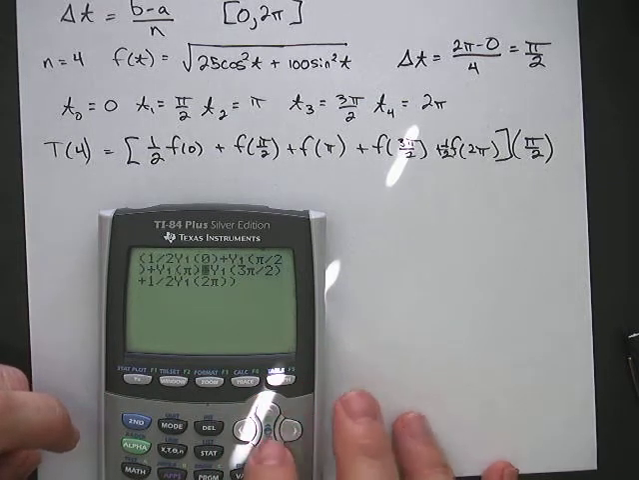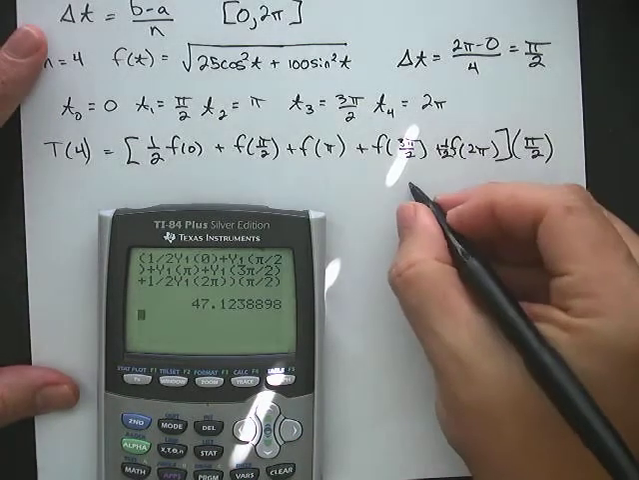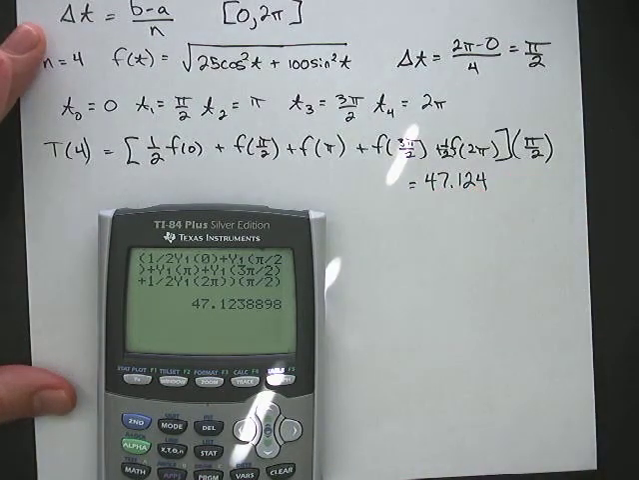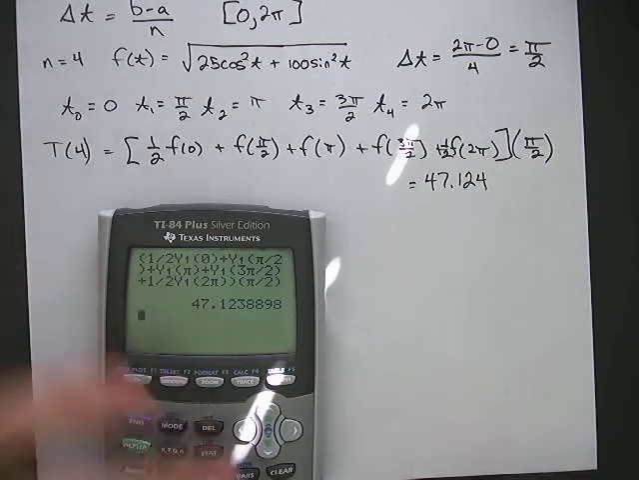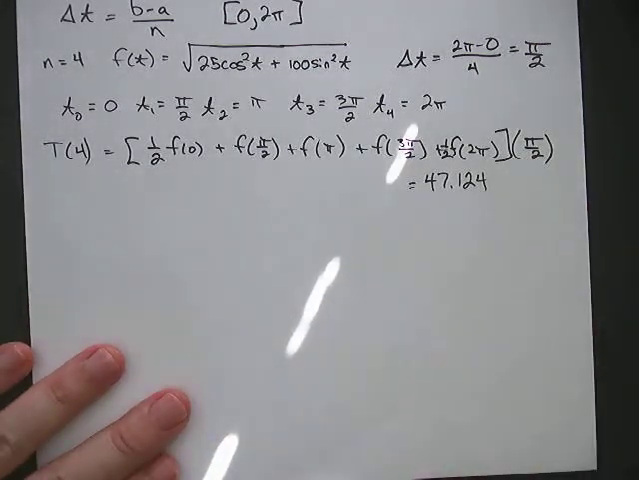Okay, so there it is. I've got parentheses around the beginning and end, and I'll multiply it by pi over 2, and there's my answer. Okay, so I get 47.124. All right, so for the next one, that is the approximation of the area with n equals 4.